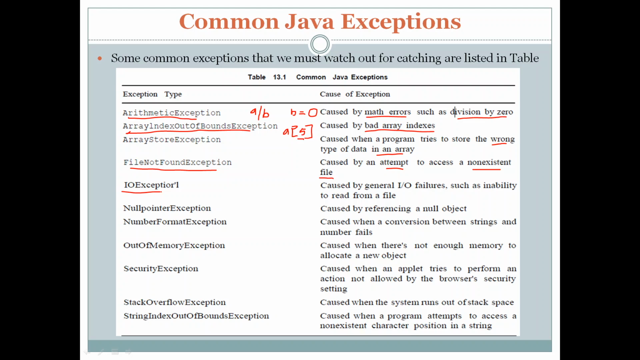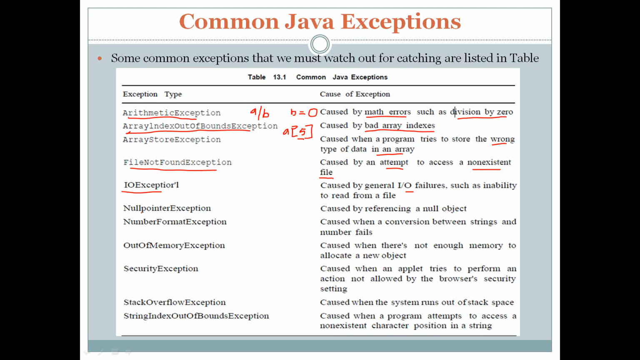Then we have IO exception. This is caused by general IO failures such as inability to read from a file. IO exception occurs whenever you try to read or write from a file or some other sources or destinations. Suppose you are trying to read from a file and something goes wrong, it will cause IO exception, which simply means input output exception. If you are trying to write to a file or to some other device, and something goes wrong, it will generate IO exception.